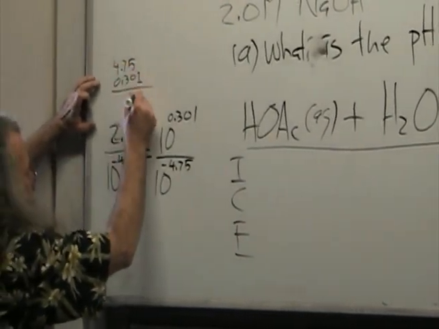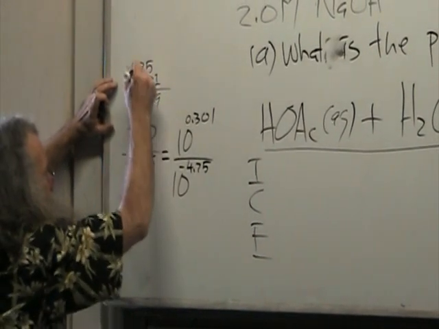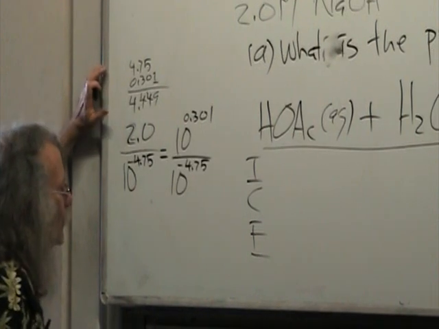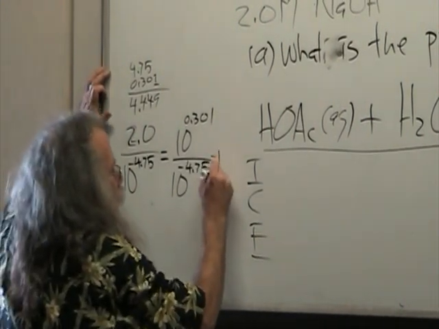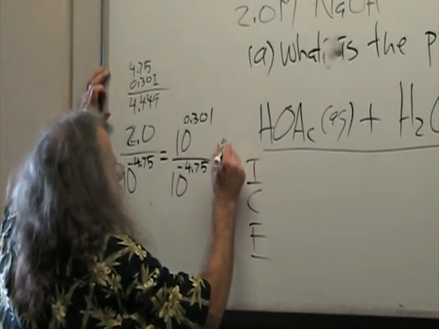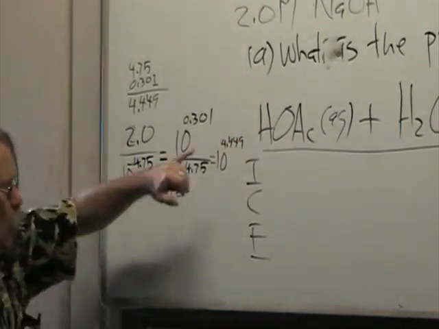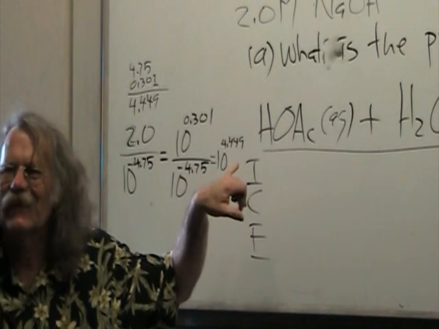And that's going to be a 9, that's going to be a 4, and this is going to be a 4. That's 4.449. So this is equal to 10 to the 4.449, which, ballpark, what is that?